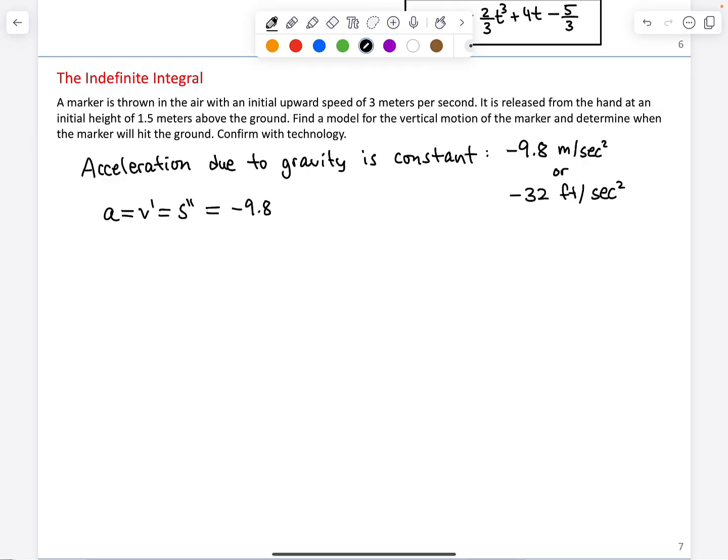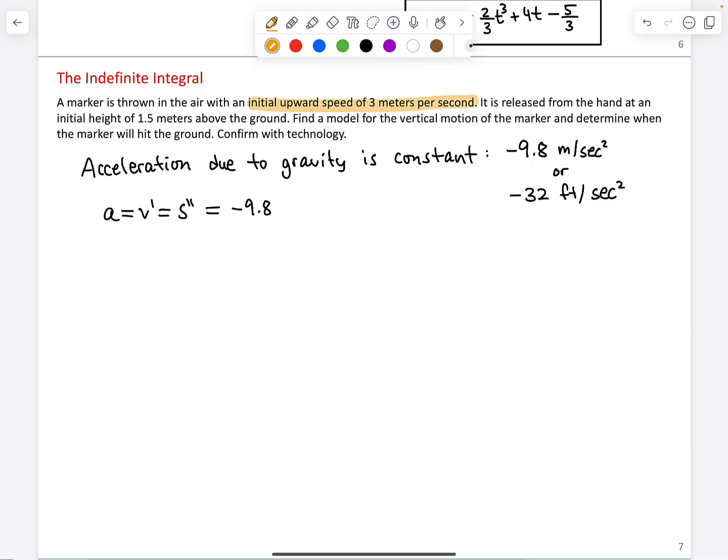We want to find the s function. So we're going to have to do two antiderivatives to go from a to s. And each time you do an antiderivative, a constant of integration appears that must be solved for. So we need information for both the initial velocity and the initial position.